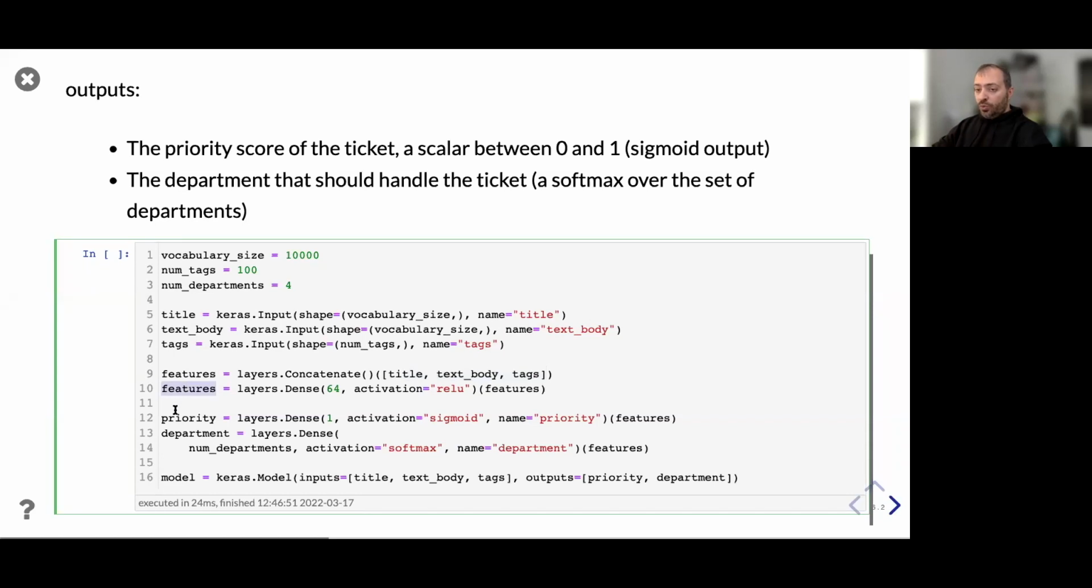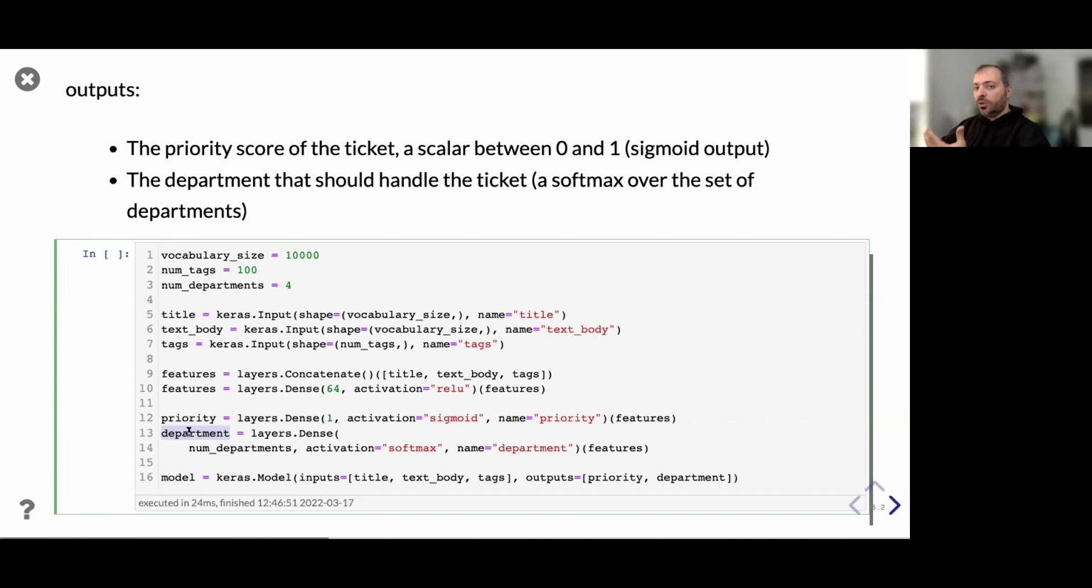So now we have the hidden layers, and we have to create the output tensors. The first output tensor will be the priority tensor, which will be one number between 0 and 1, with sigmoid activation. And we apply this on this feature, on this 64 size tensor. So this is the first output.